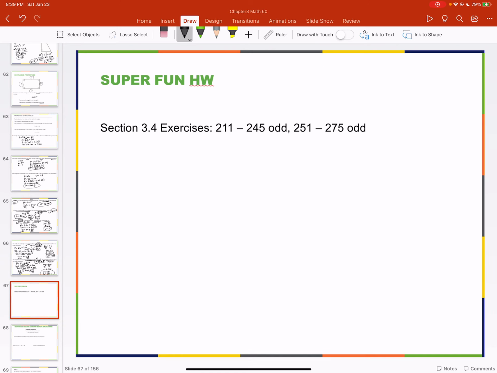Okay, and that is it for section 3.4, super fun homework. Make sure that you do 211 to 245 odd, and then you can skip a couple and then do 251 to 275 odd, or every other odd if you're pressed for time.